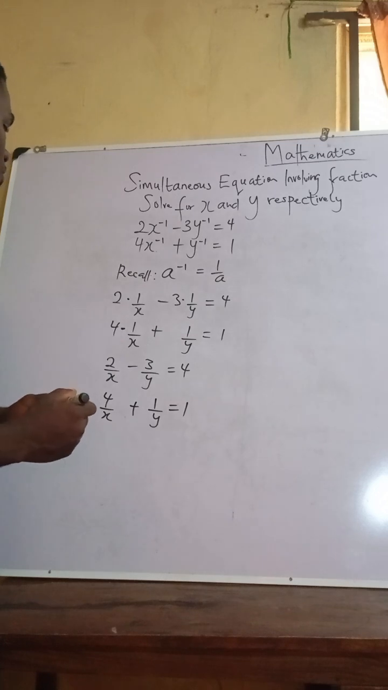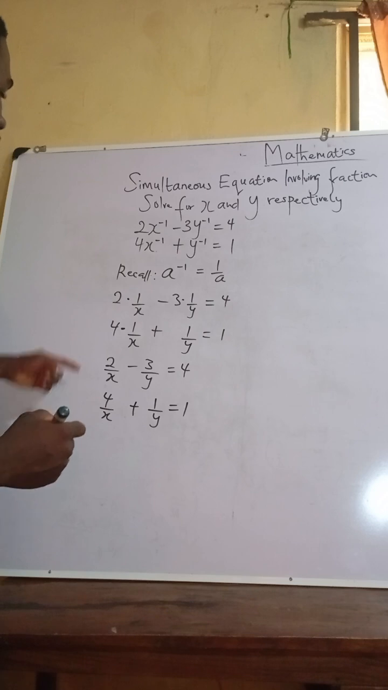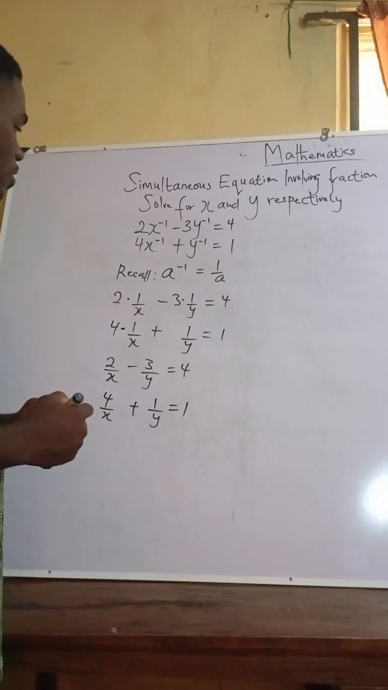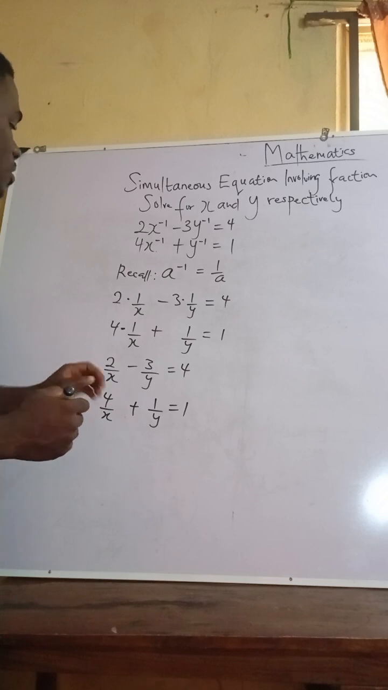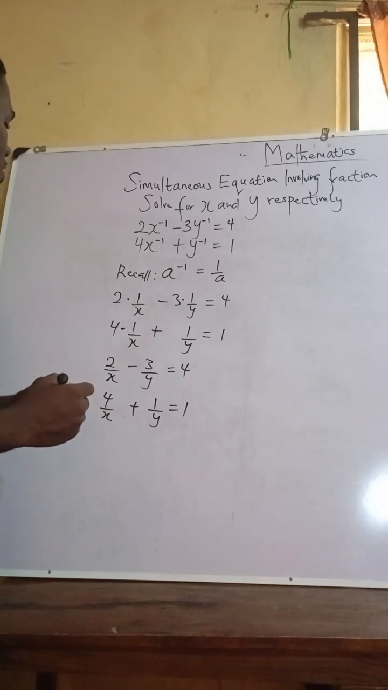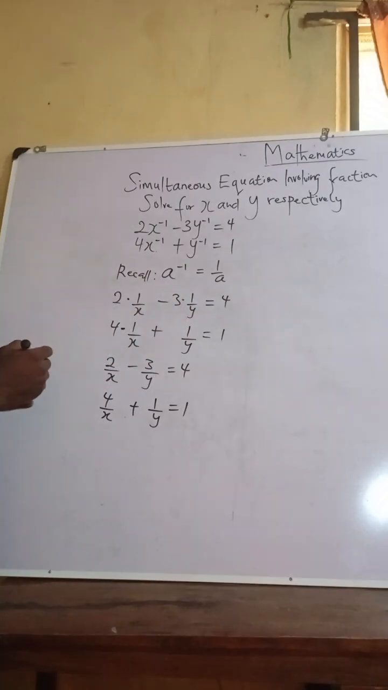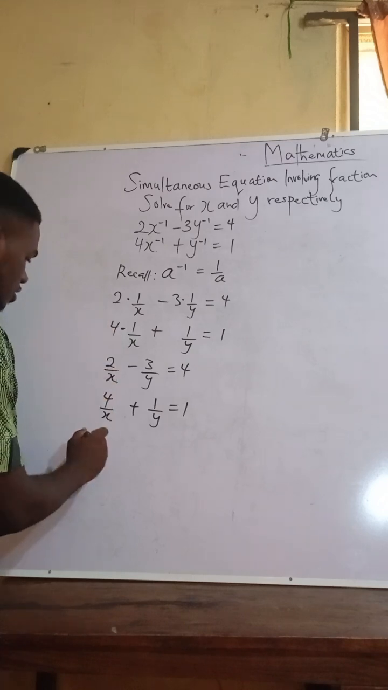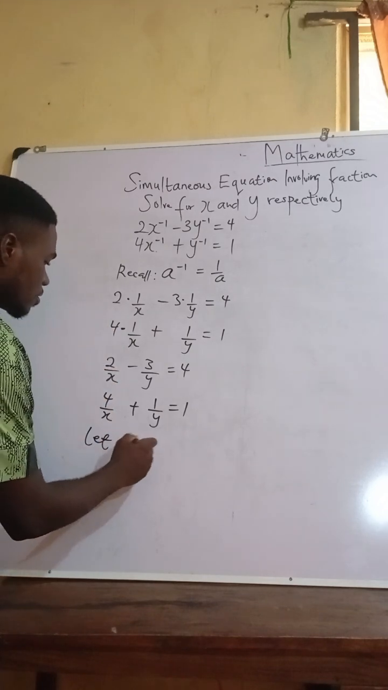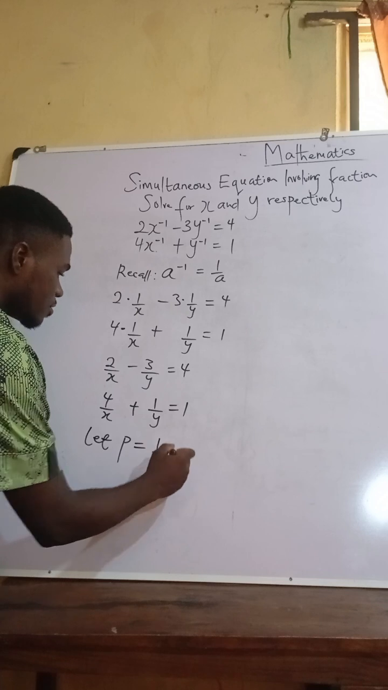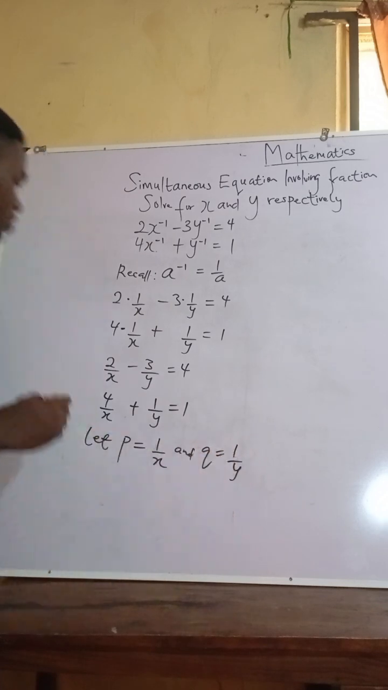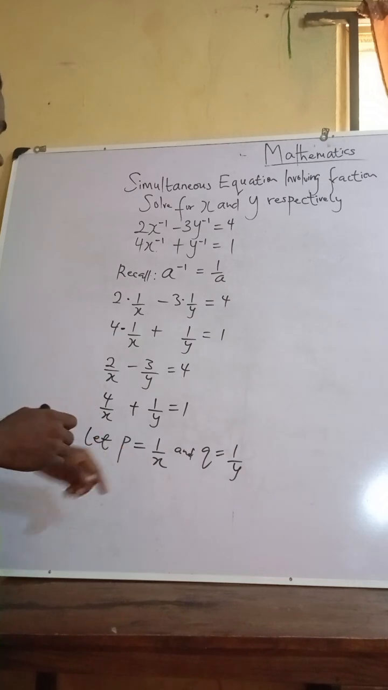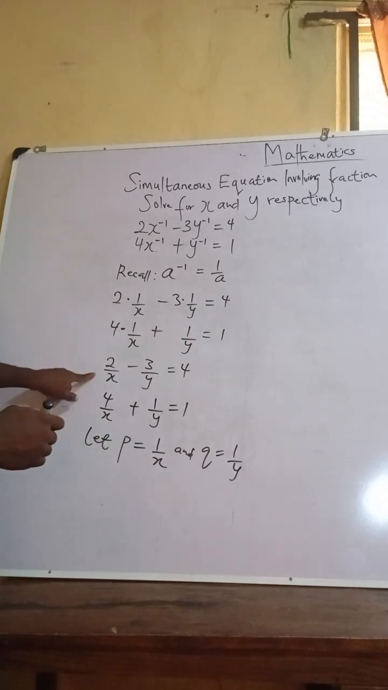Now you can see that you have changed this from the negative index to fractions. The next thing you want to do is rename these variables, because you can see that the denominators of the fractions are unknown variables. To make it easier, once you have it like this, you just rename it. Let p be equal to 1 over x and q equal to 1 over y.